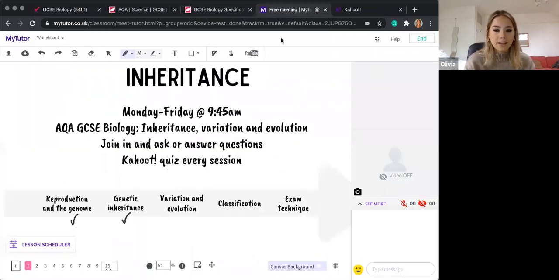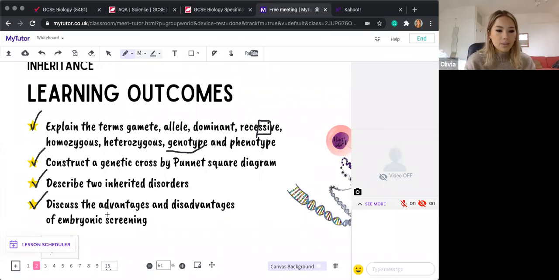One thing that I probably should have added to the learning objectives actually is to be able to describe how sex is inherited, so that females are XX and males are XY. So yeah, I think we will stop there in terms of content.